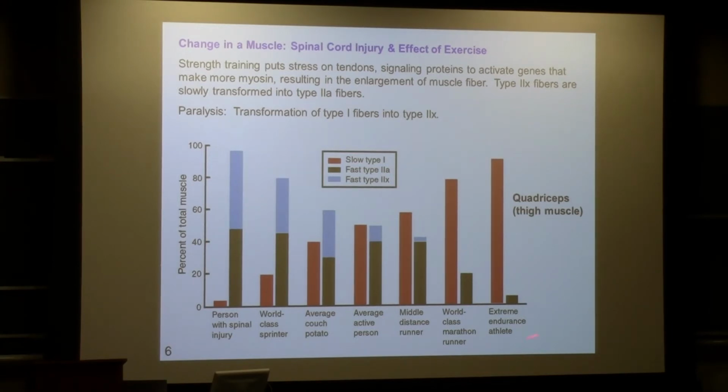On the other hand, you have an extreme endurance athlete, a person that is trained to run for tens, perhaps even 100 miles, and what you see is that you've increased the composition of the slow, non-fatigable muscle fibers. And in between, you might find yourself.